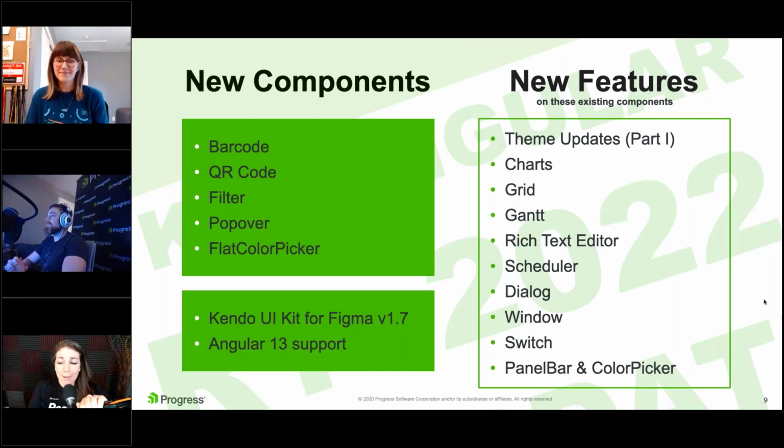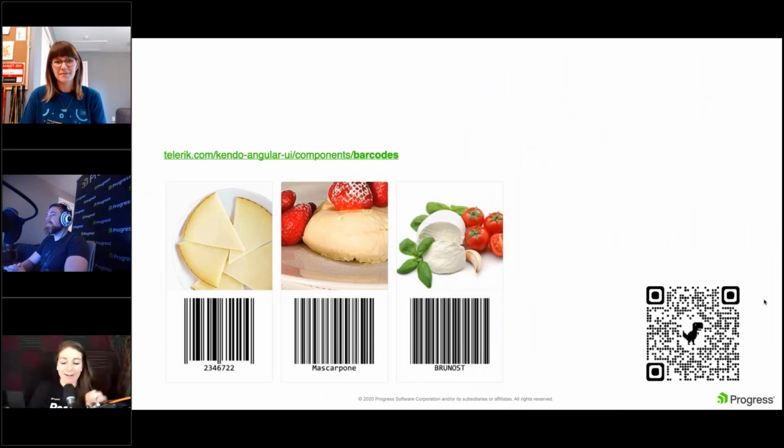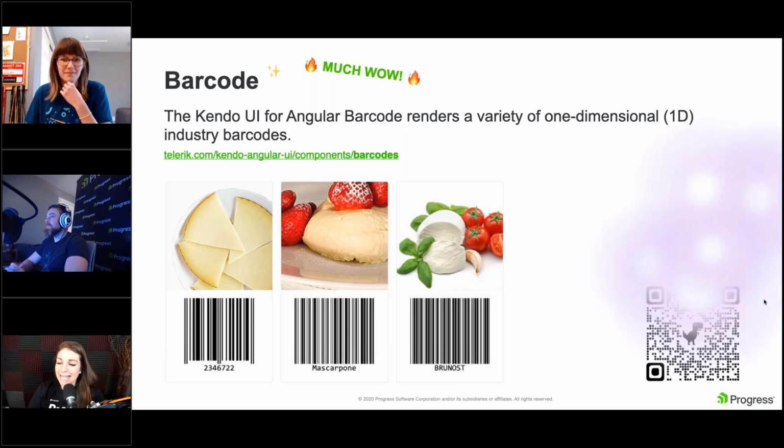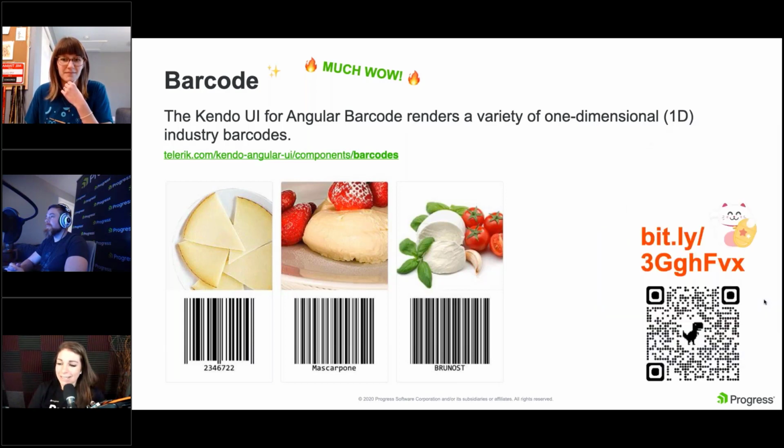The first one is the barcode, the Kendo UI barcode. Of course, it just renders a variety of one-dimensional industry barcodes. For our 5 new components, I put the little QR codes, which I thought was apt. So you can go ahead and scan your screen right now if you want to go to the link listed below to check out the docs on our barcodes, learn more about implementing it and the features it comes with. It's very beautiful. And the bit.ly, of course.